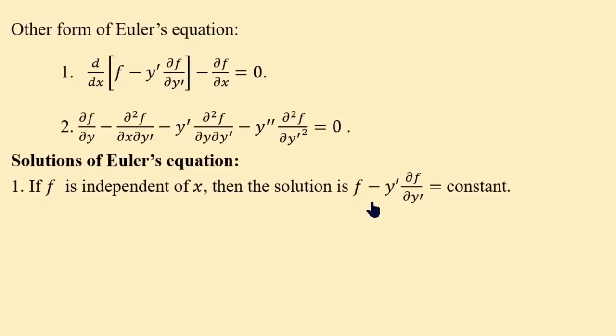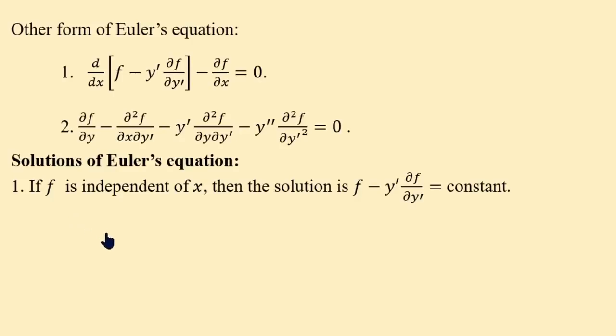So it is a shortcut method to solve the functionals. See, be careful here. First you check whether f is independent of x or not. If it is independent of x, immediately just find dou f by dou y dash only. Then f minus y dash into dou f by dou y dash, let it be some constant. Then simplify it and then integrate, and find the value of y where this functional becomes maximum.